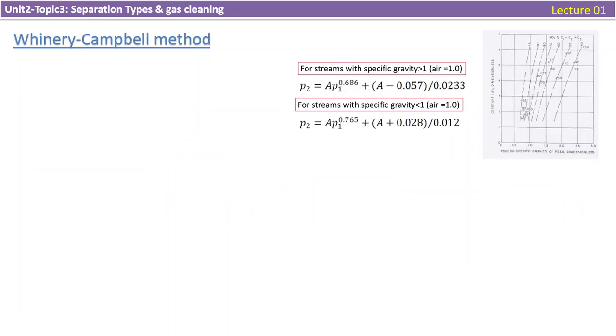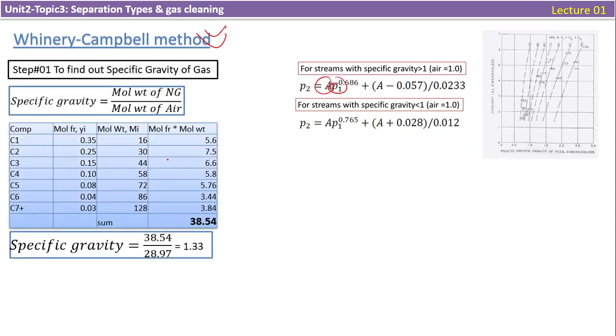Now come to the second method, that is the Vennery and Campbell method. In the Vennery and Campbell method, we need the value of A and we need the value of P1. All these values are given here. How can we find out the value of A? For A, this graph is being used. In this graph there is a specific gravity, and then C1 plus C2 plus C3.